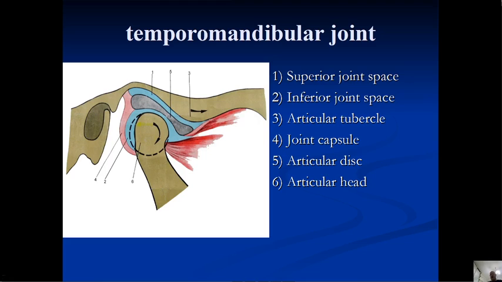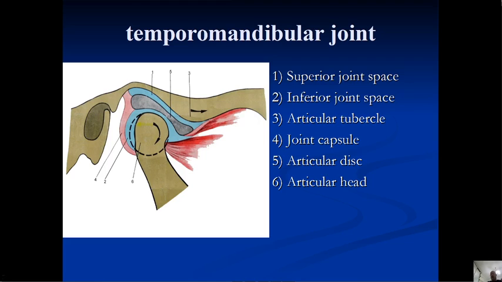This is a ginglymoarthrodial joint. That means it has both hinge and sliding action. Ginglymus, hinge, and arthrodial joint. The mandible carries teeth whose shape and position have a decided influence upon the movements of the joint.